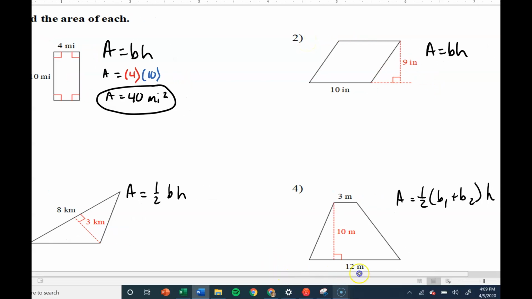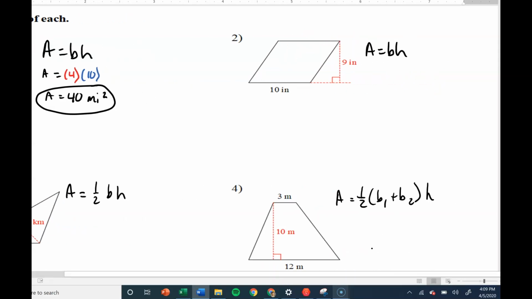Okay, this is a parallelogram on number 2. Again, its area equals base times height. You'll notice the dotted line is always your height, even if it's outside of the shape. We've got area is equal to, our base in this case is 10. Our height in this case is 9. So our area is equal to 90 inches squared.